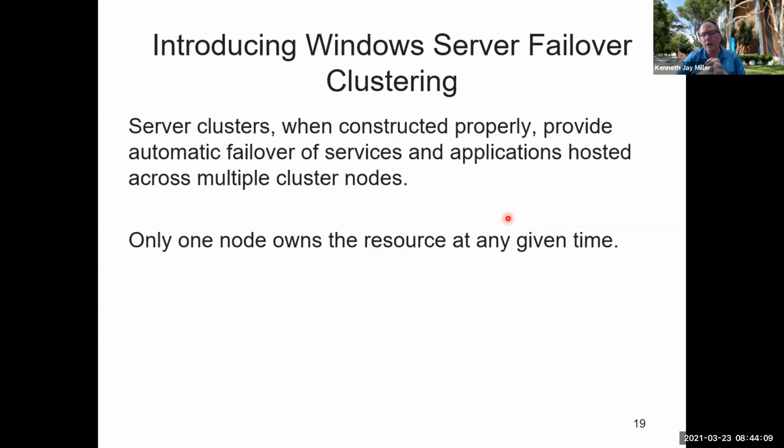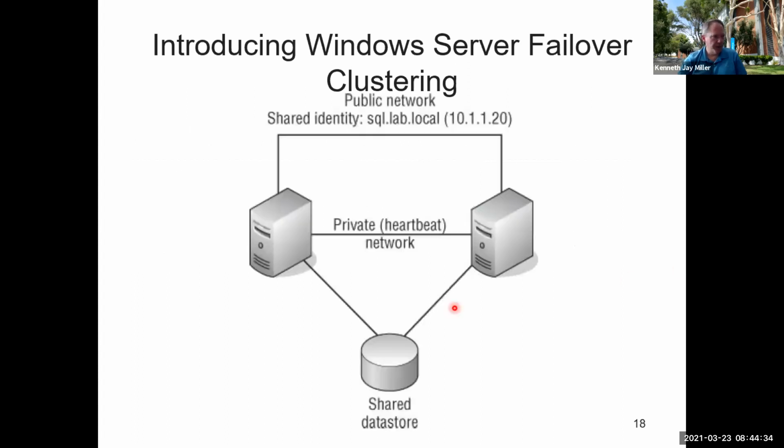Now, when these failover clusters or server clusters are constructed properly, they're going to provide automatic failover services for applications hosted across multiple nodes. And it can do that because only one node owns the resource at any given time. So if we go back to this previous slide, if this is my database, node 1 can't own the database and node 2 can't own the database simultaneously.